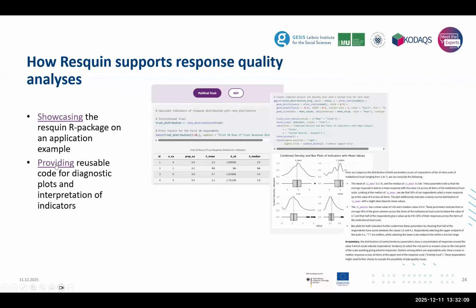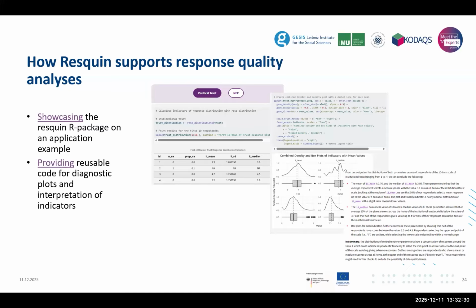Then as a second step, we also provide reusable code, for example diagnostic plots, especially for these response distribution indicators, so that if there's a very unusual pattern in your data, you can really easily spot it. And we also provide interpretation of the indicators. Now I hope this works.